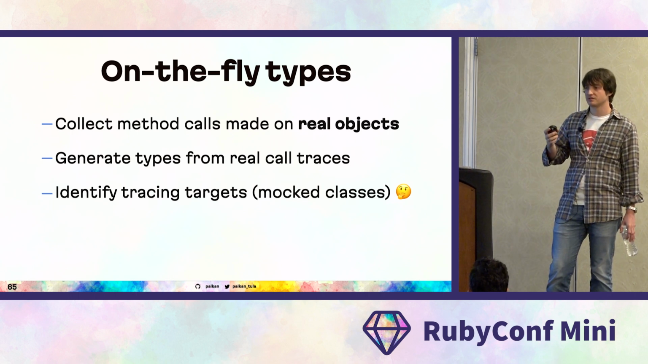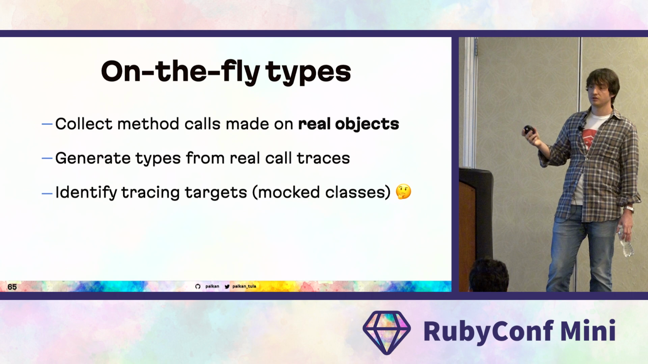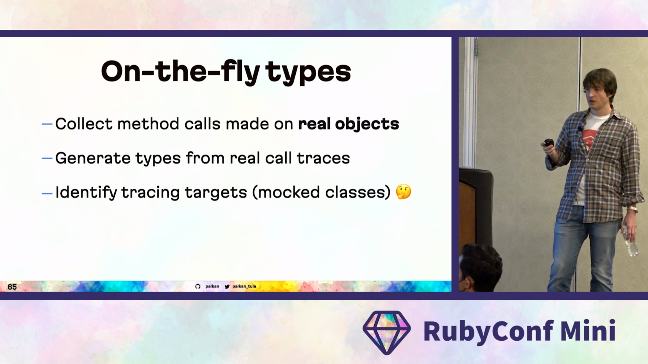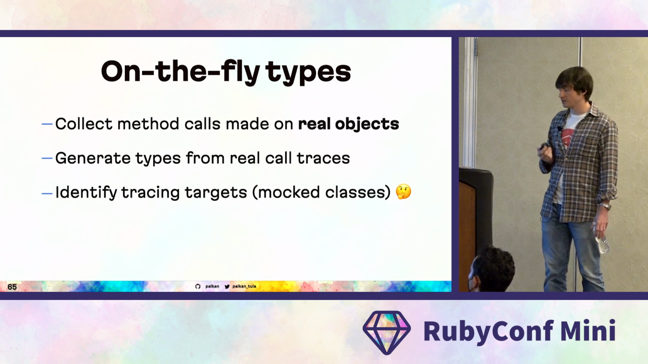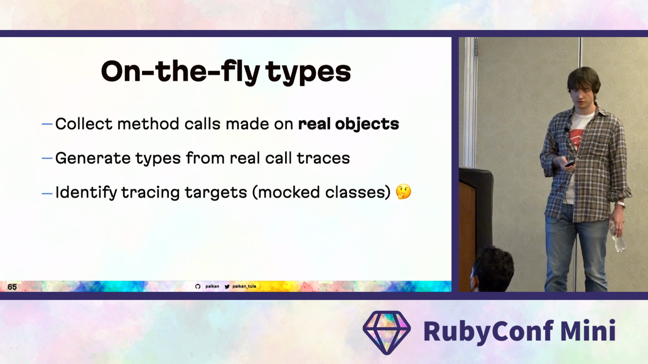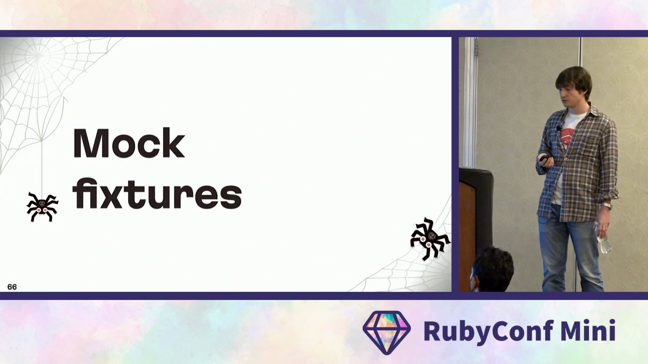We need to selectively look for only the classes, modules, objects, let's call it objects, and methods which we used in our fake objects. And for that, we need to analyze which objects are mocked in the test. That's the most tricky part here. And to solve this problem, I went with fixtures.